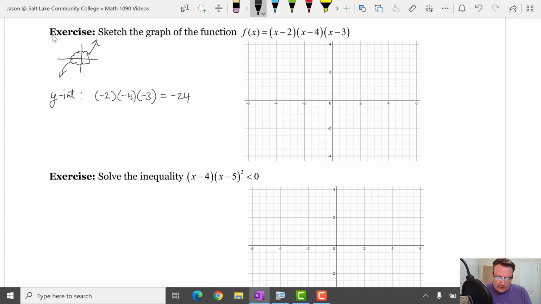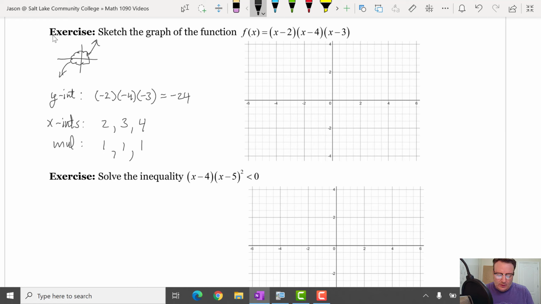What about the x-intercepts? Well, we have one at x equals 2, 4, and 3. I'll do them in ascending order, 2, 3, and 4. And they're all multiplicity 1. Okay, so the graph will cross the x-axis at each one of these zeros.